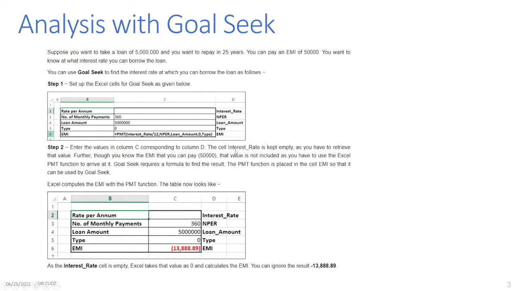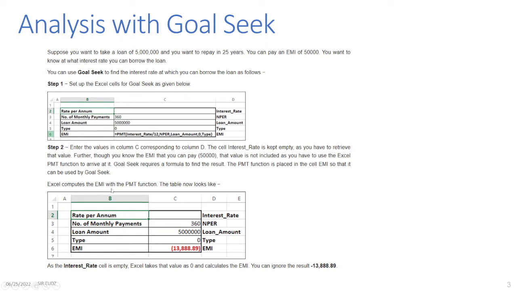So enter the values in column C corresponding to column D. The cell interest rate is kept empty, as you have to retrieve that value. Further, though you know the EMI that you can pay, that's 50,000, the value is not included as you have to use the Excel PMT function to arrive at it. Goal Seek requires a formula to find the result. The PMT function is placed in the cell EMI so that it can be used by Goal Seek. So this will be the formula that will be used.